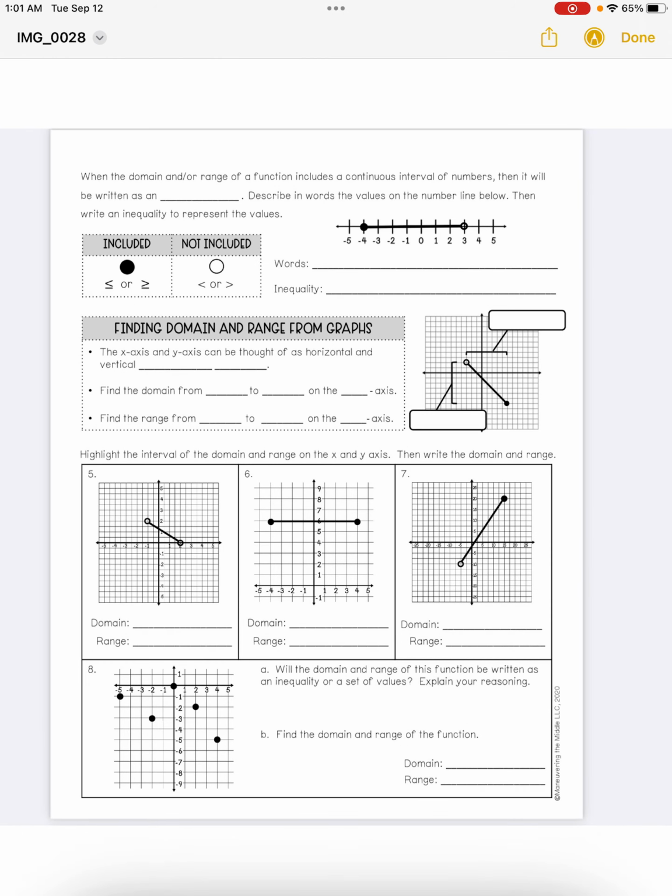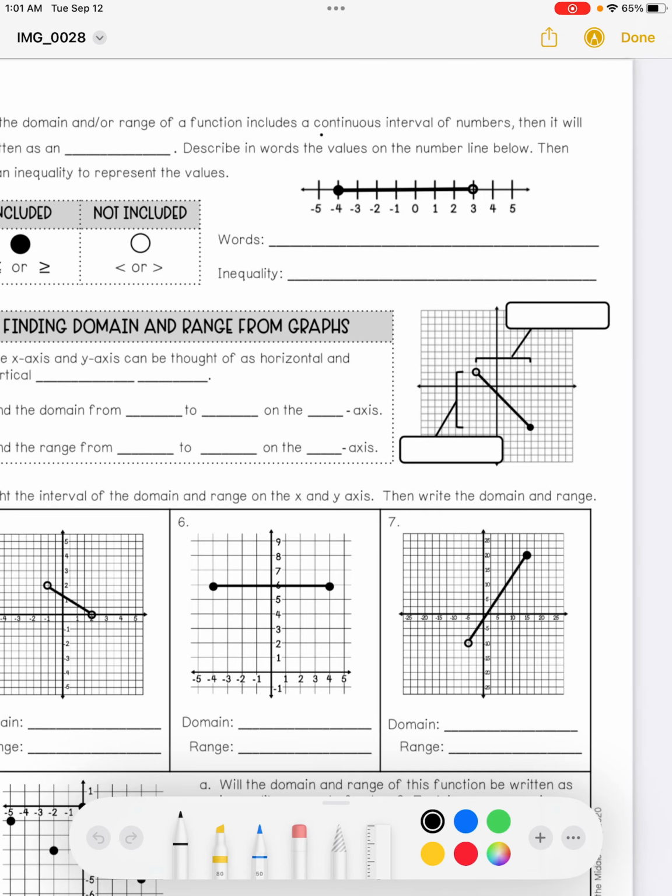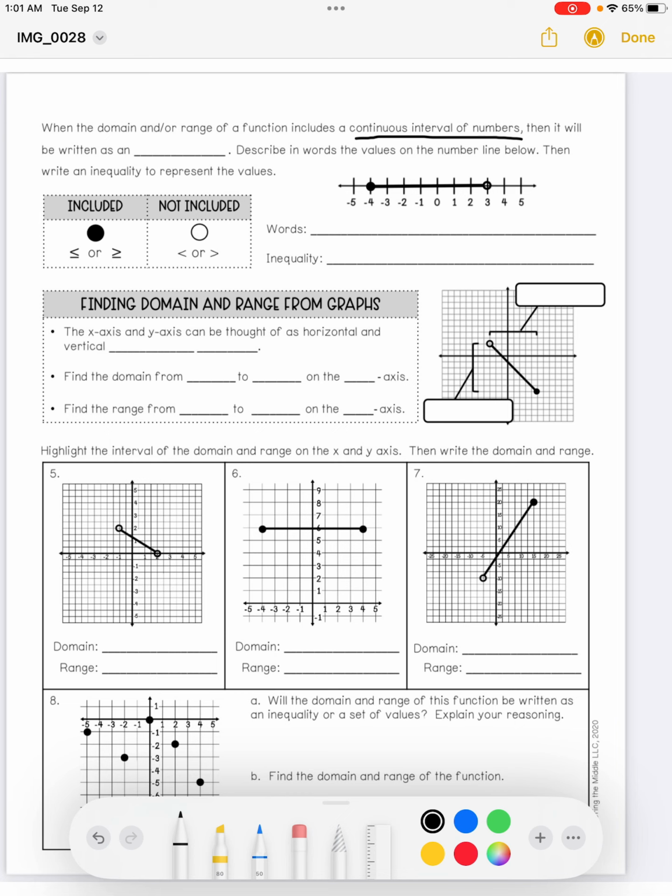So at the very top, it says when the domain and/or range of a function includes a continuous interval. So let's zoom in there. A continuous interval of numbers, basically like a line. If you peek ahead at 5, 6, and 7 down here, we have these line segments. Those would be continuous intervals because I have a lot of points rather than only a few points on the graph, and I'll explain that once we get there.